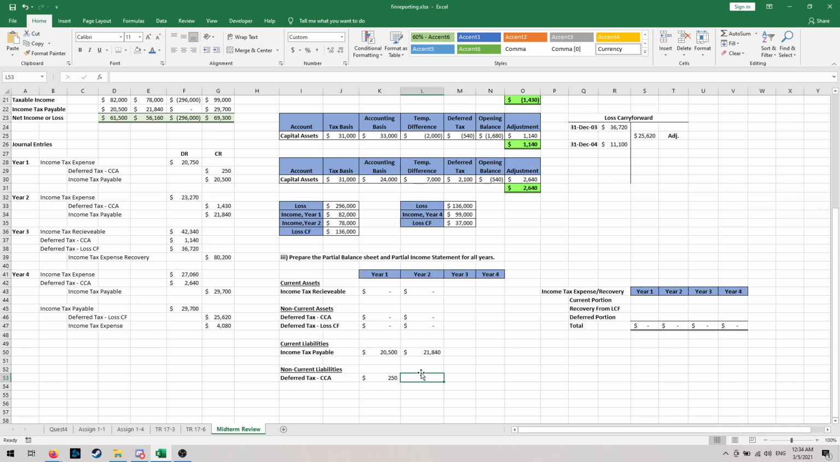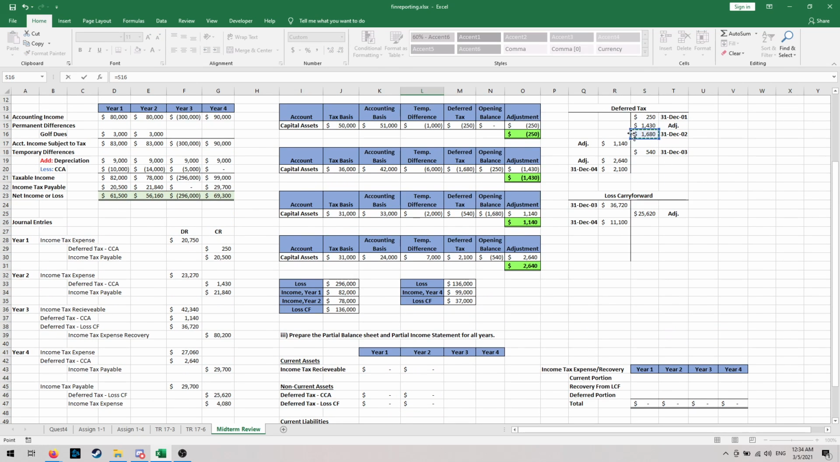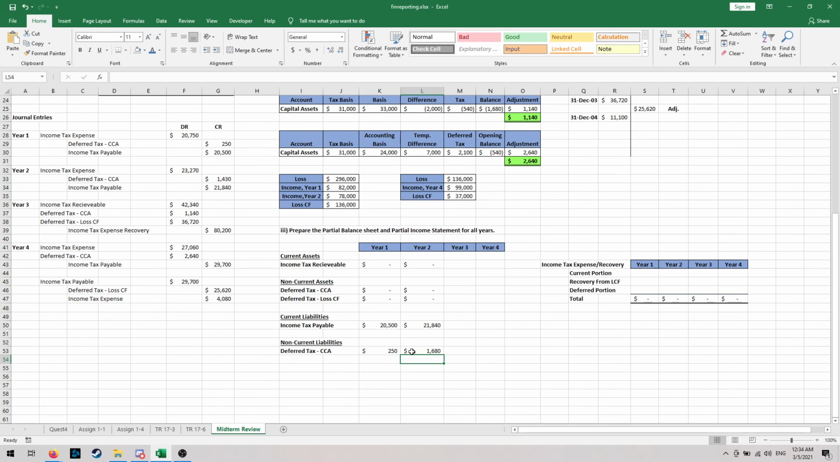Now, it's important to note that even though we use the adjustment here, this is the balance sheet. So what the journal entry does is it adjusts the balance sheet to the correct value. Since this is our balance sheet, we're going to use the ending value that we had at the end of 2002. So we can see that our ending balance here is $1,680.